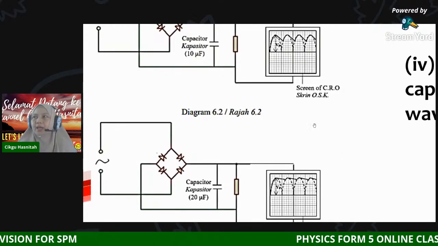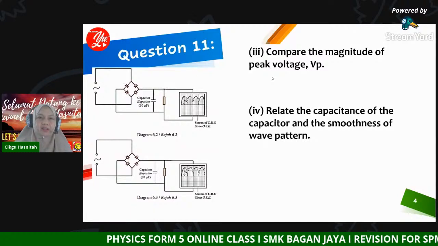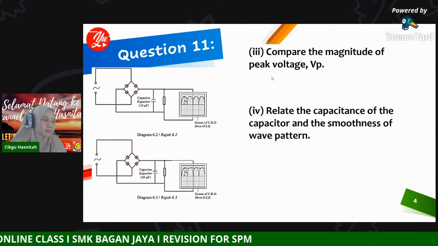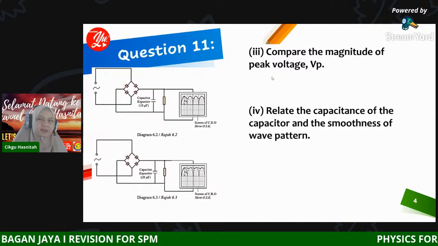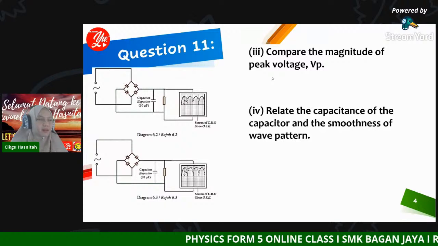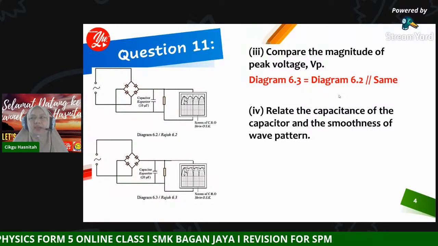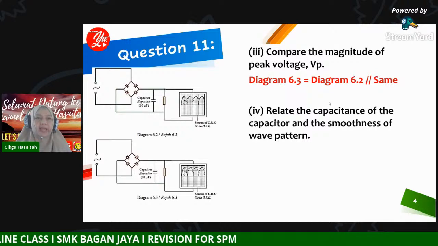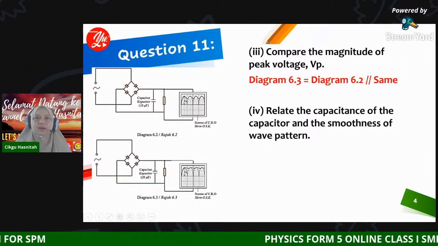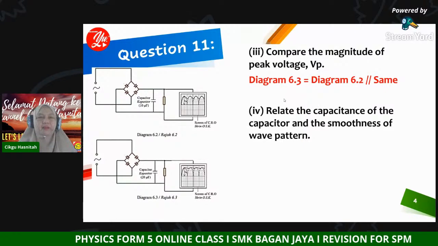So how do we say about the peak? Are they the same or are they different? If they are different, which one is higher than which one? So how do we compare the magnitude of the peak voltage? Yes, the peak voltage is the same. You can write same, or you can write 6.3 equal to 6.2. The peak voltage has the same height.